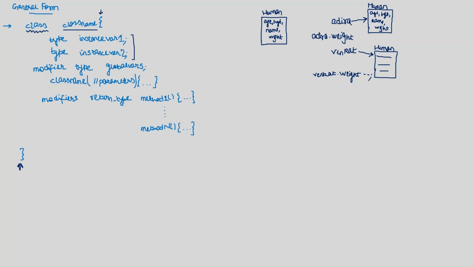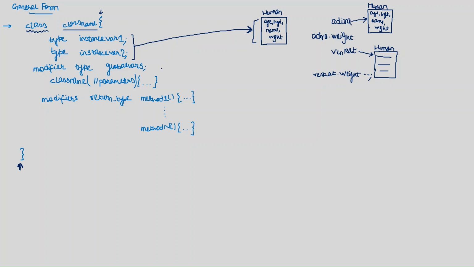Okay, so all these properties that are there in the human class, age, name, weight, and height, all of these are instance variables. There is one more thing. Do not really mind if we use instances and objects interchangeably because they both mean the same.